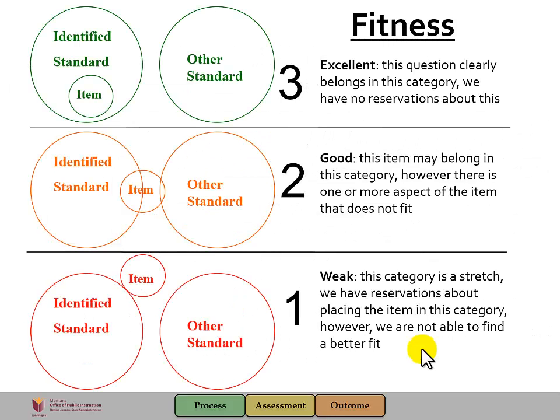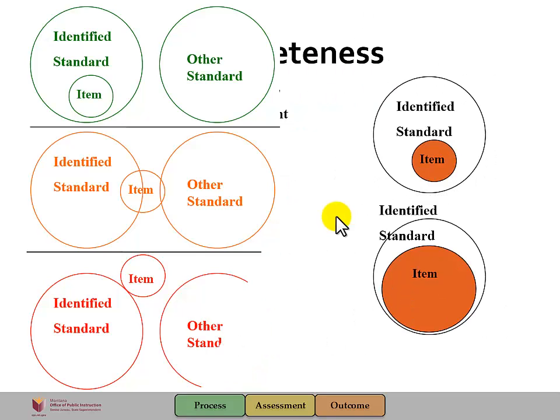So in short, a 3, or an excellent fit, would indicate that the question clearly belongs in this category, and we have no reservations about it. A good fit: this item may belong in the category, however there are one or more aspects of the item that do not fit the Common Core standard. And a 1, a weak fit: this category is a stretch, and we have reservations about placing this item in this category.